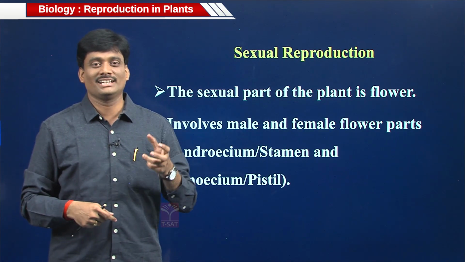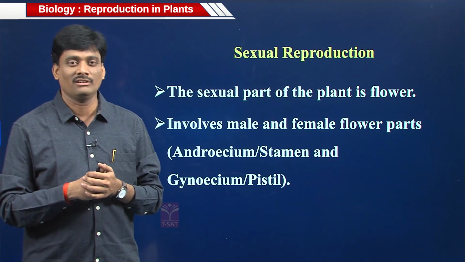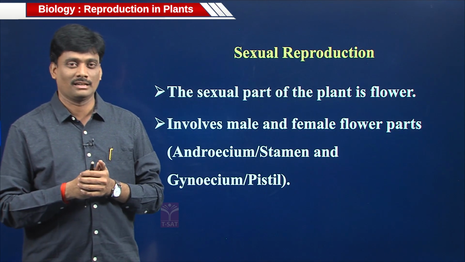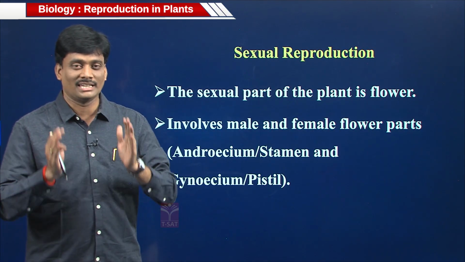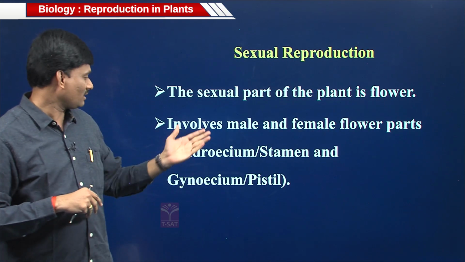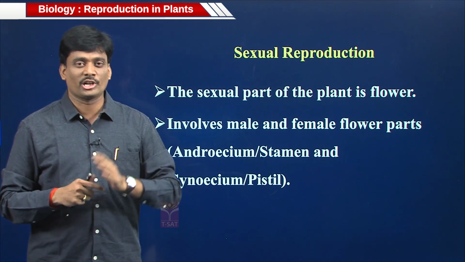Here, what is the main sexual part of the plant? That is a flower. Just now I said the vegetative parts of the plant are roots, stem and leaves, but the sexual part of the plant is the flower. In a plant, especially the flower is the reproductive part.